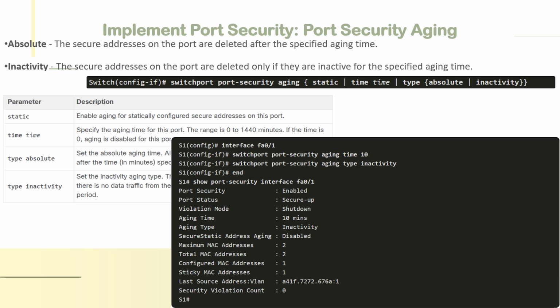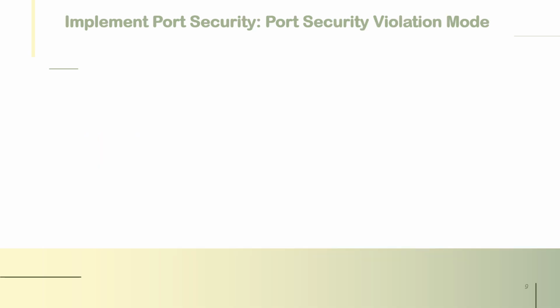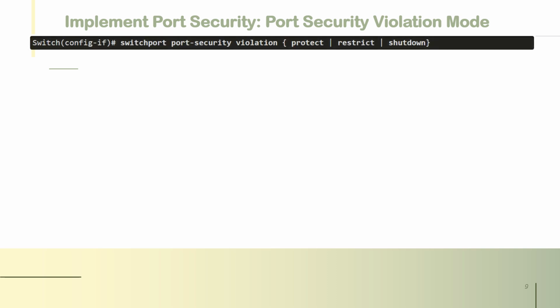If the MAC address of a device attached to the port differs from the list of secure addresses, then a port violation occurs. So now we are seeing the port security violation mode. By default, the ports enter the error disabled state. To set the port security violation mode, we have to use this command: switchport port-security violation followed with one of the options: protect, restrict, or shutdown.